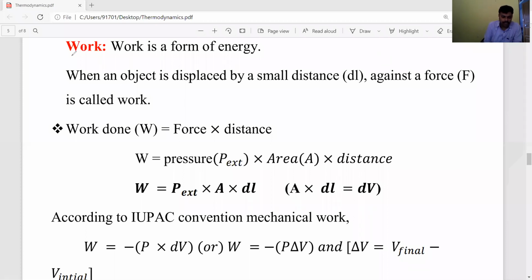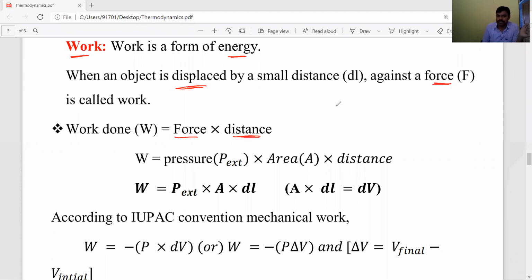What is work? Work is a form of energy. Work can be defined as the displacement of an object against a force. Displacement of an object against a force is called work. So according to that, work is equal to force into distance, or displacement. In place of distance you can write displacement also.